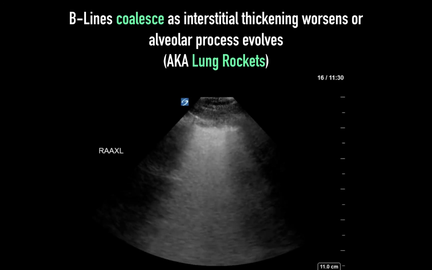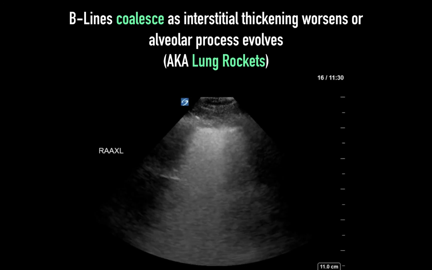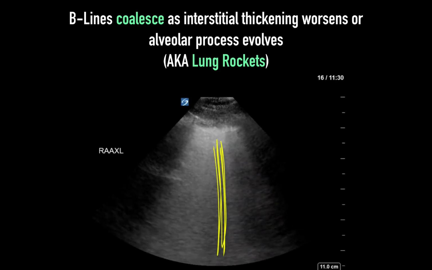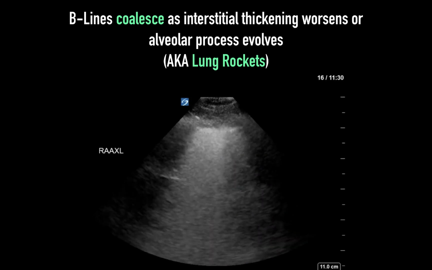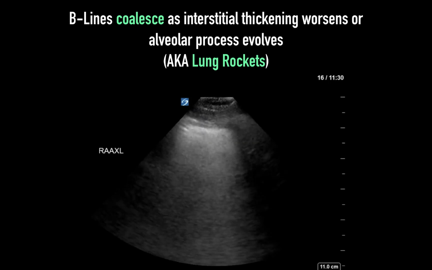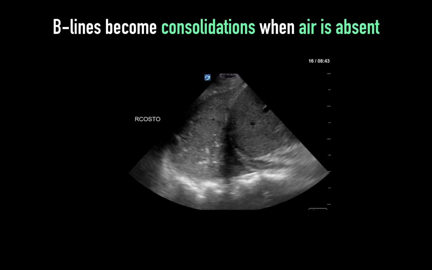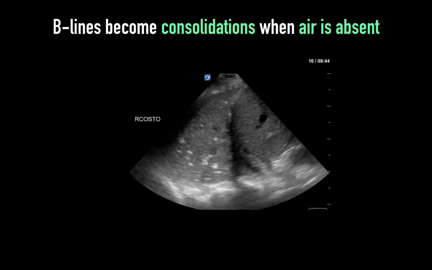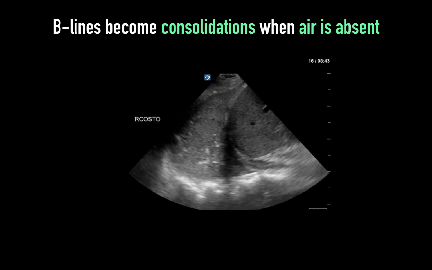As interstitial thickening worsens or subalveolar fluid accumulation occurs, the B-lines coalesce into thicker bands as seen above. This is sometimes referred to as lung rockets. Finally, when air is completely absent from the alveoli, B-lines disappear and are replaced by consolidation, such as in this clip.